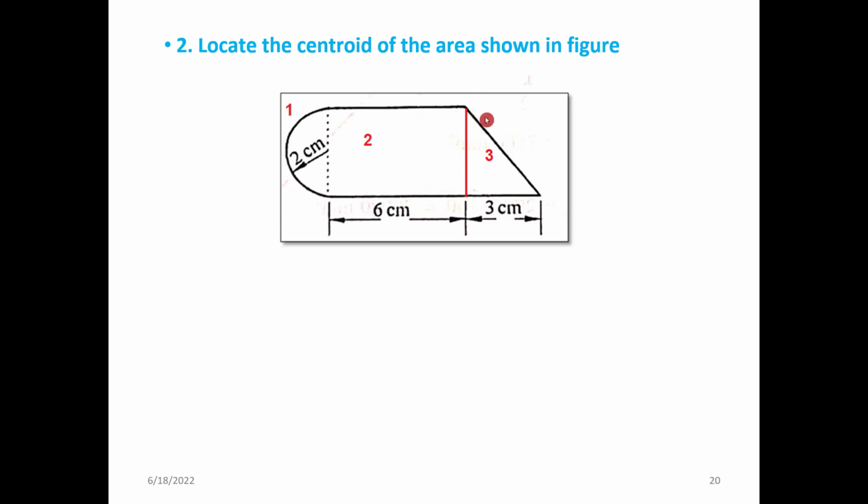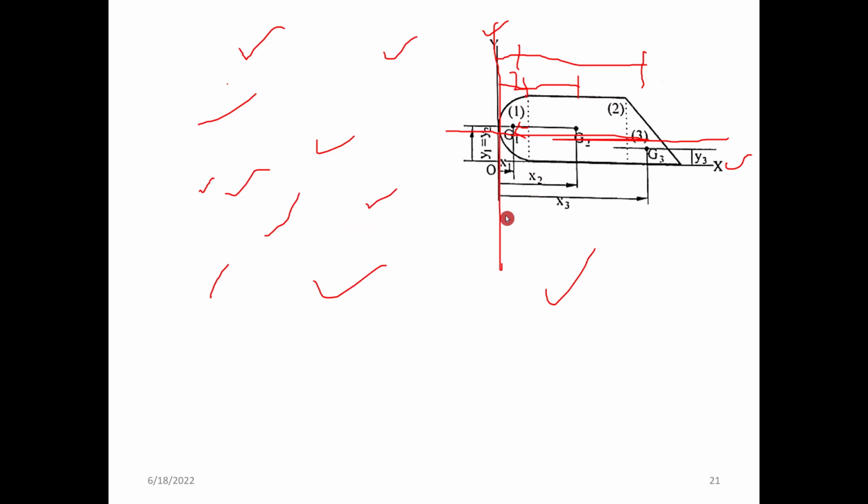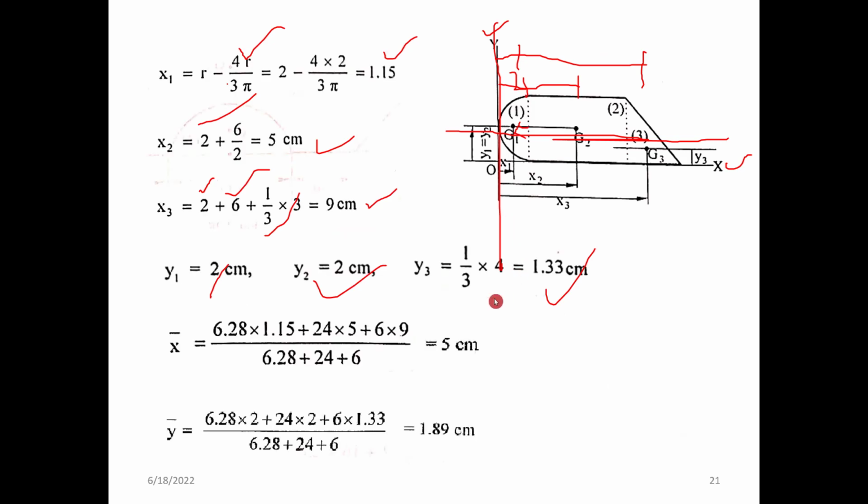Yeah, radius is 2, diameter is 4. So the triangular height is 4 centimeter. So 4 divided by 3, h by 3 will be the y3 value. So once you found all these a1, a2, a3, x1, x2, x3, y1, y2, y3, you can directly substitute in the equation to find the x bar and the y bar.